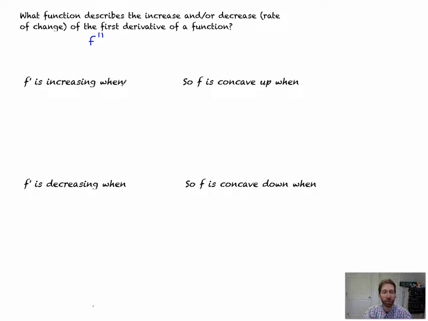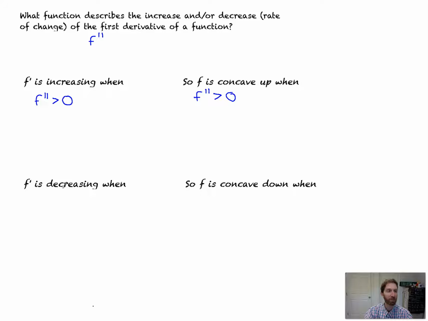f prime is increasing when? Well, again, that's when the slopes are increasing. f prime would be increasing when its derivative is positive. So its derivative is the second derivative. Just like f is increasing when f prime is positive, f prime is increasing when f double prime is positive. And since we know that f prime increasing causes concave up, that also means that f is concave up when f double prime is greater than 0.